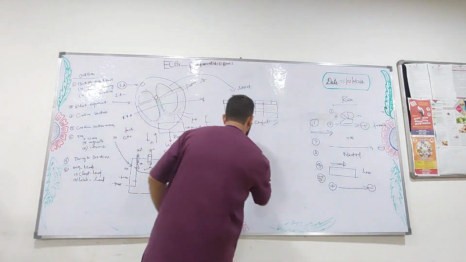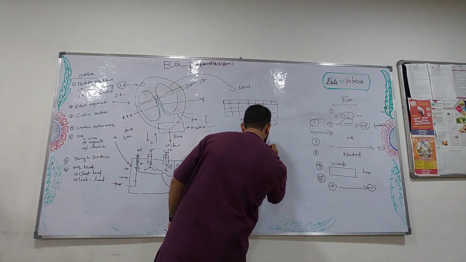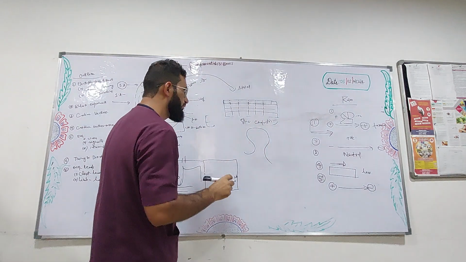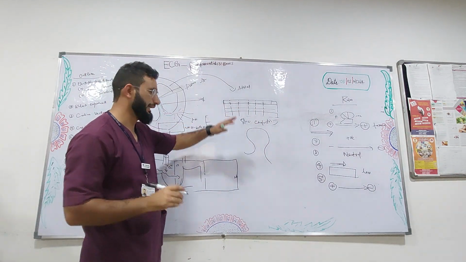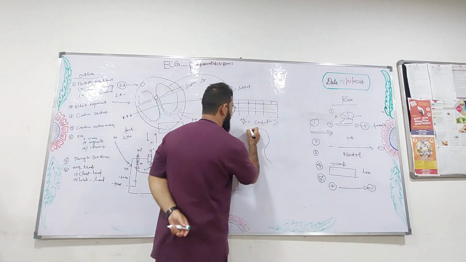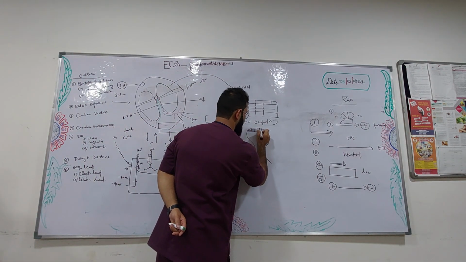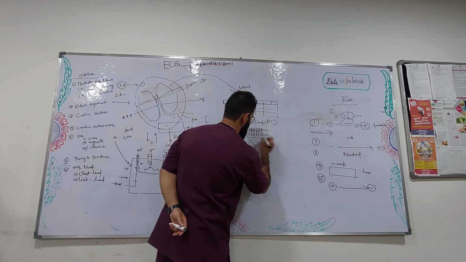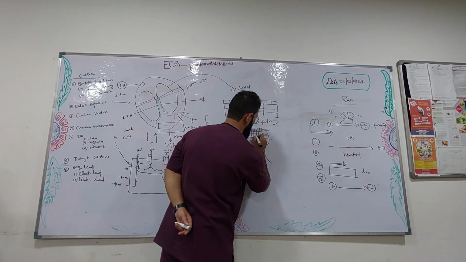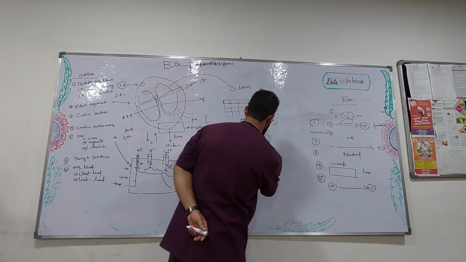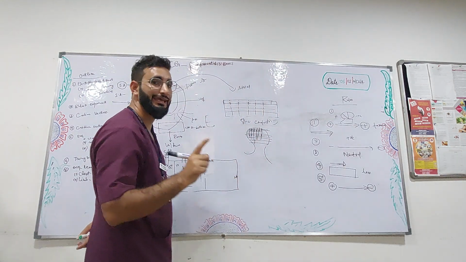We will see the AV node. See, here are a few cells. In the AV node, this is a special other type of myocardium. It has so many cells, but these cells are very small in area.